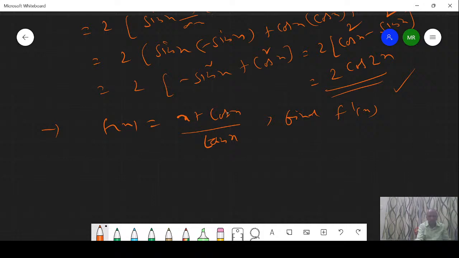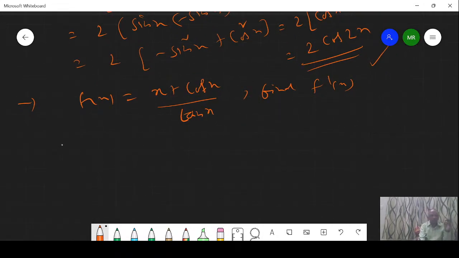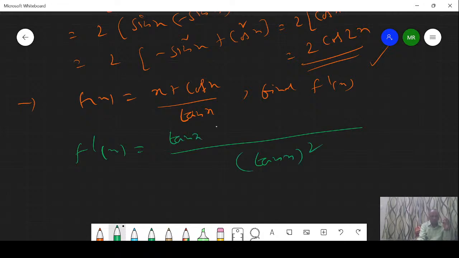Tan x, this is cos x. x plus cos x by tan x. Use quotient rule. You can use quotient rule, right? They are asking f dash of x. When they are asking f dash of x, it is quotient rule. I can write tan x whole square in the denominator. Tan x into d by dx of x plus cos x, minus x plus cos x into d by dx of tan x.